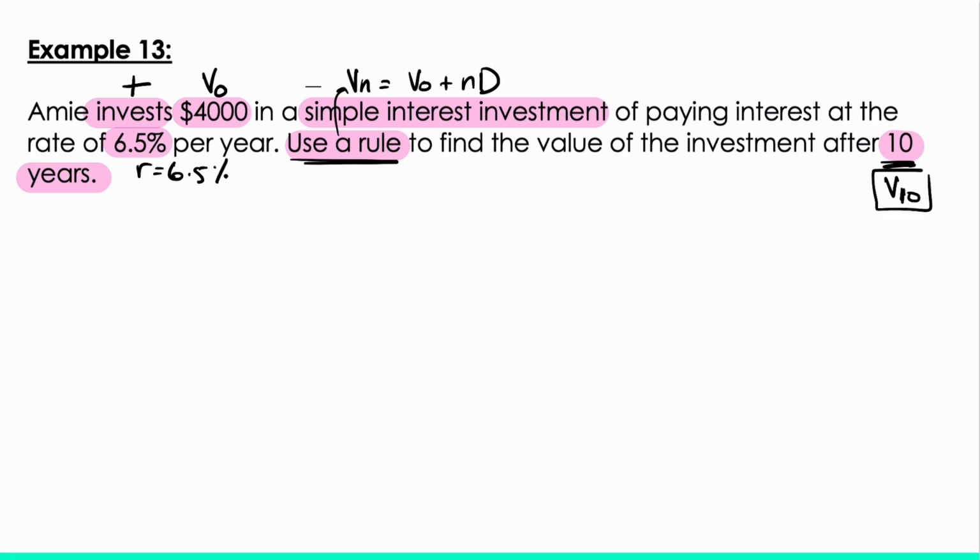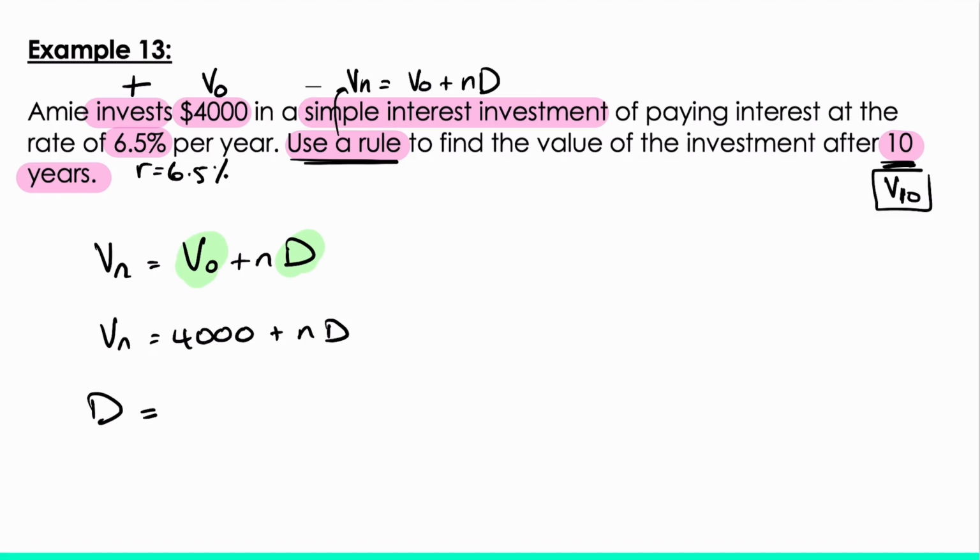All right, so I'm just going to write down some key information. First thing is the rule that I have, and I need to find V10. Now, in order for me to find V10, I need to fill in V0 and D. So that's what I'm going to be looking for, V0, D. Now, V0 is very easy. They tell me exactly what it is, but D, I need to do a little bit more digging for it.